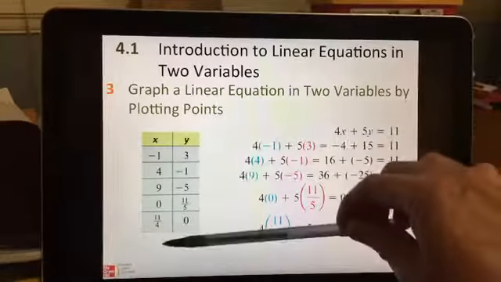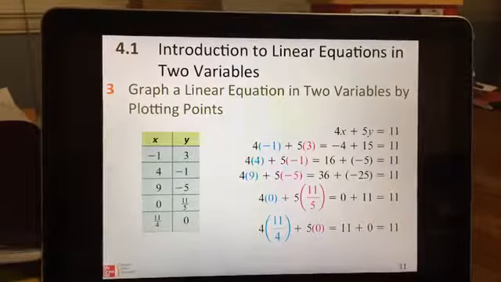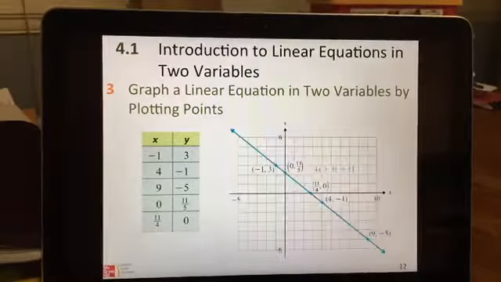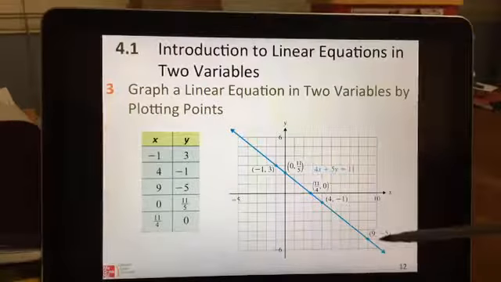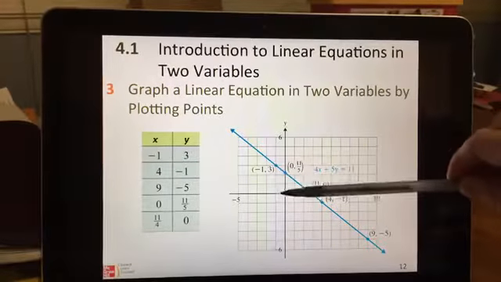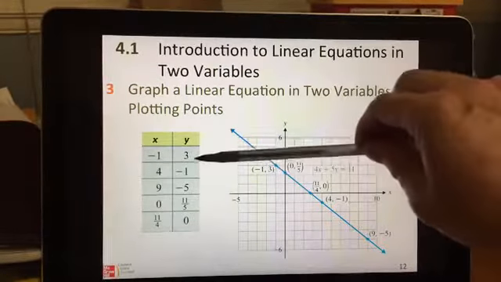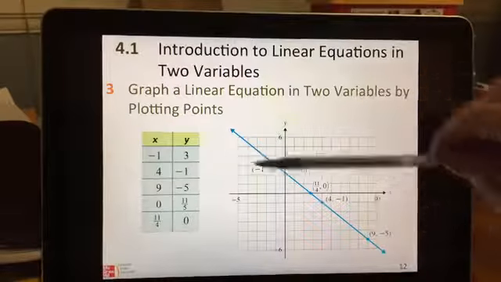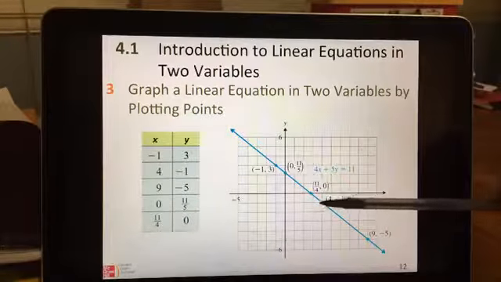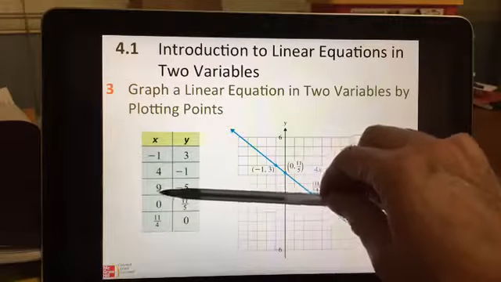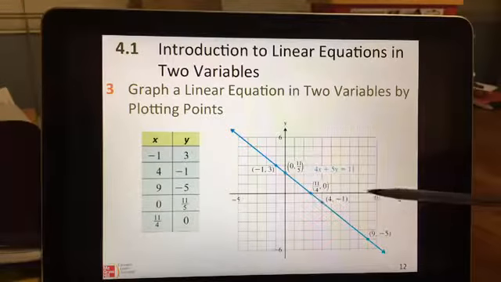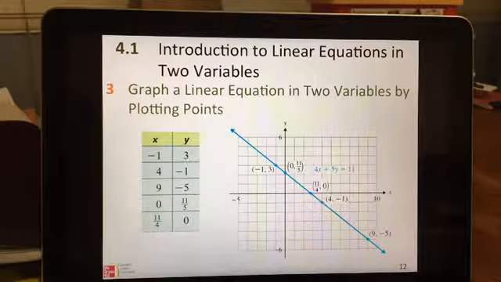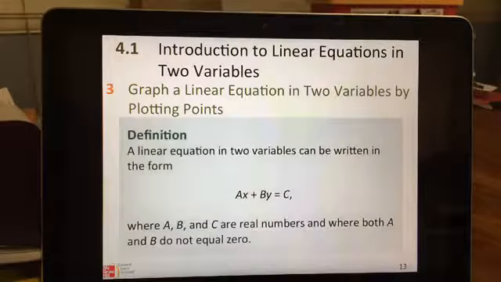This is an XY grid. You'll hear me talk about an XY grid. And then we're going to actually plot each point. So negative, left 1, up 3. Right 4, down 1, right 9, down 5, and so forth. So we're going to plot the points and draw the line.